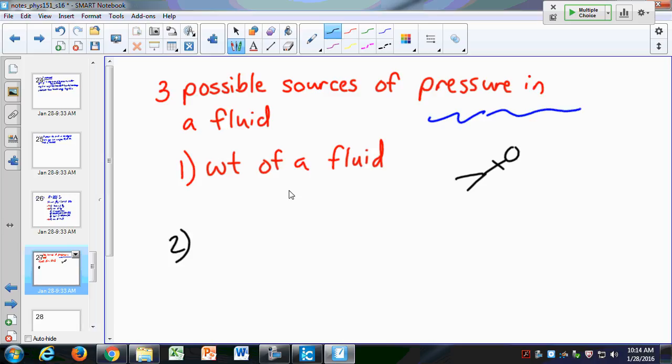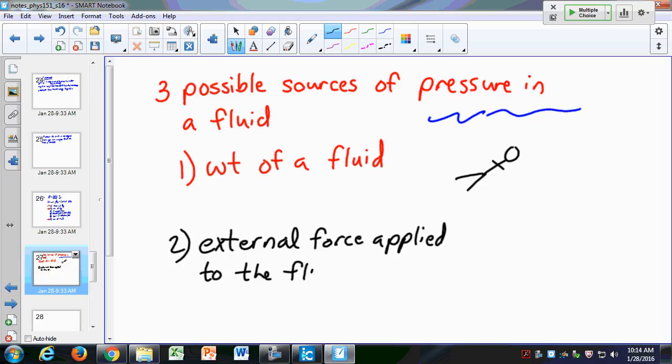Second, you can have an external force applied to the fluid. This happens in pistons, and we'll see how useful this is for pistons. This is a particular principle called Pascal's principle, which we'll get to. So if I have a piston and I apply a force to it, if there's a fluid inside of there, I increase the pressure inside that piston. So we'll talk about that in terms of hydraulic systems. I have like a car jack, and I have a little piston, and I apply a force to the fluid.